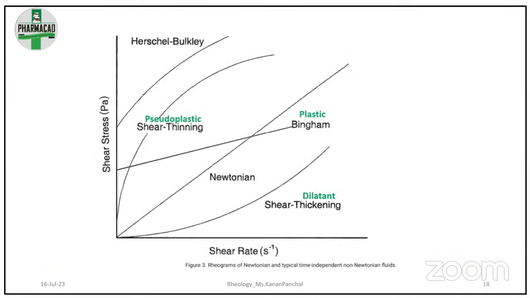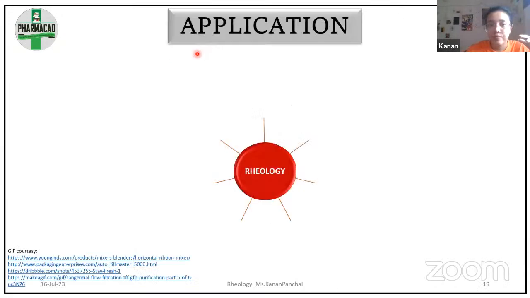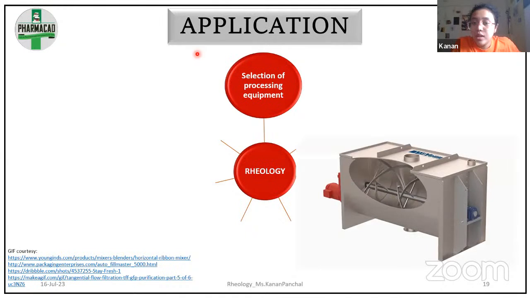Yes, ma'am. So that is why it's called a shear thickening system. So how many systems did we study? Newtonian, plastic, shear thinning, shear thickening, and one additional, Herschel-Bulkley. So now let us look at the applications in detail. Selection of processing equipment, I just said that.